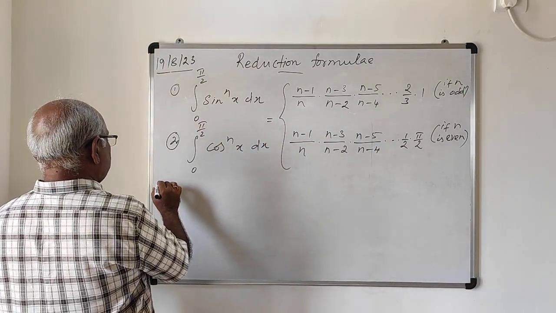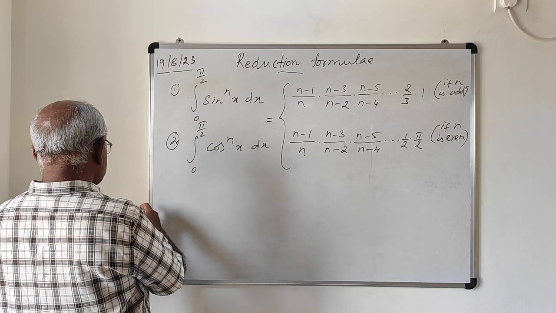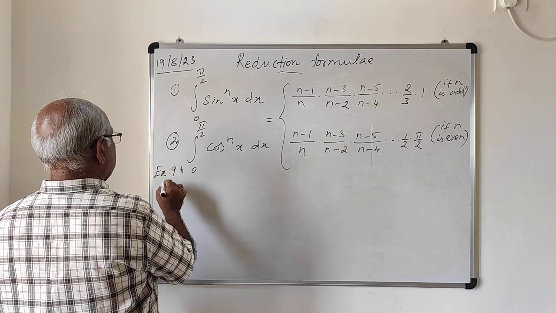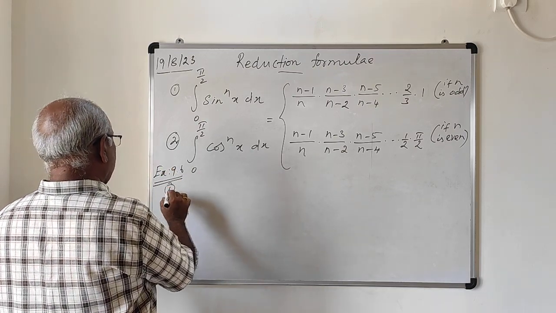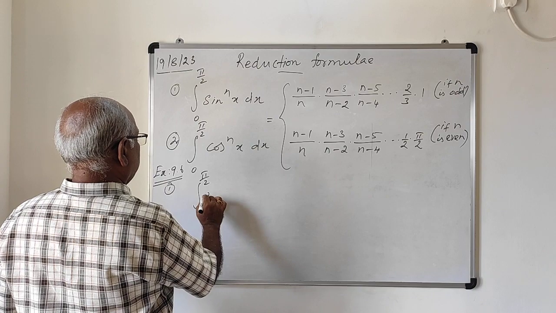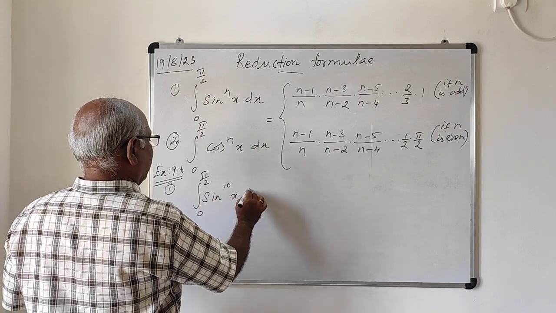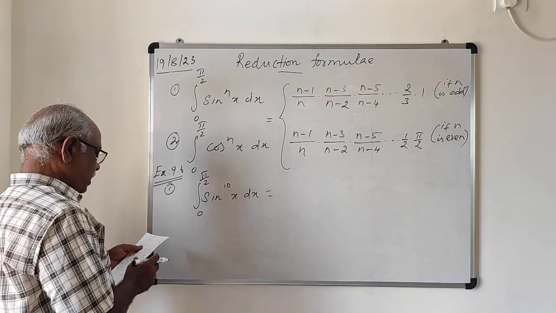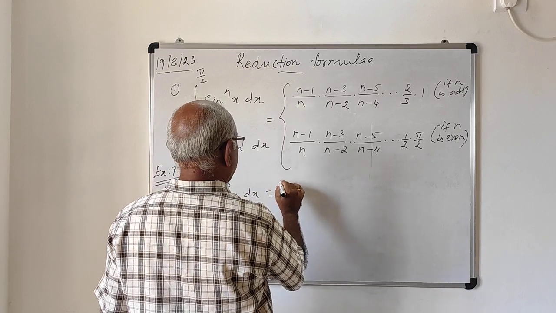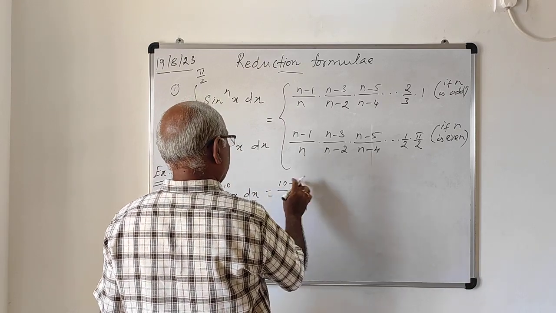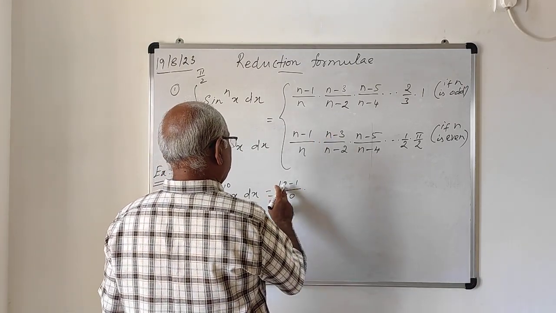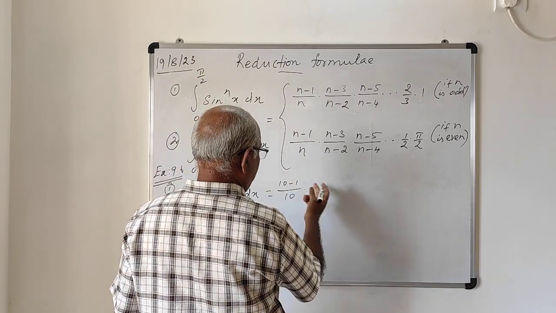Example, we will solve one problem. This is exercise 9.6 in your textbook. First problem: evaluate the integral from 0 to pi by 2 of sin^10 x dx. See, 10 is an even integer. The first term is (n minus 1) by n, that is 10 minus 1, 9 by 10. The next one is n minus 3, so 10 minus 1 is 9, 10 minus 3 is 7.